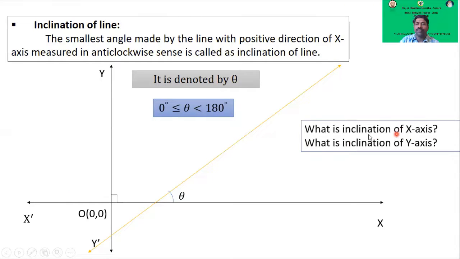What is the inclination of x-axis? Inclination is the smallest angle made by the line with the positive direction of x-axis. So the angle made by the x-axis with itself is 0. So inclination of x-axis is 0. What is the inclination of y-axis? The angle made by the y-axis with positive x-axis is 90 degrees. So the inclination of y-axis or any line parallel to y-axis is 90 degrees. And any line parallel to x-axis has inclination 0.